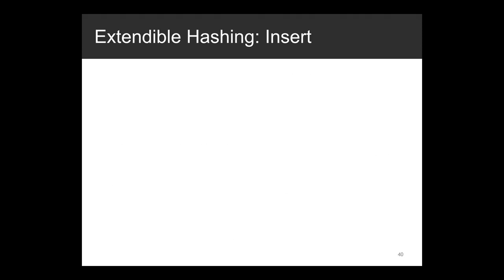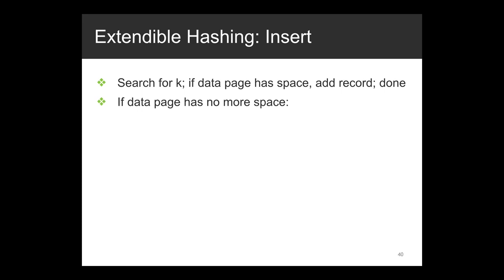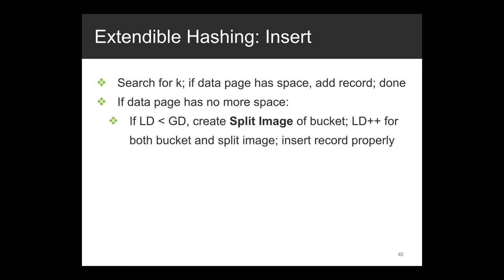What happens when you insert data entries? Well, again, as with the other indexes, the first thing you do is search for K. If that corresponding data page has free slots, add the record there, add the record ID if you're using Alternative 2, and you're done. But if the data page has no more space, what do you do? And that's where this local depth and the global depth parameter come into play.